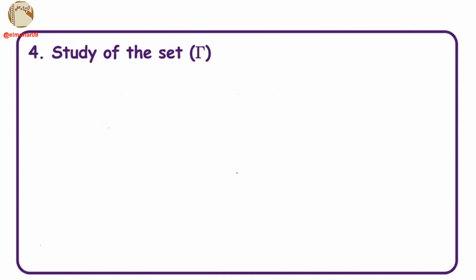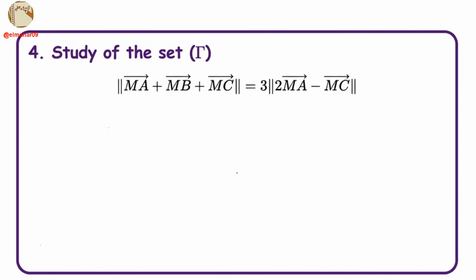The study of set gamma. Don't let these vectors and double norm bars intimidate you. Approach this with serenity and method, just as we always do. We have an equality of norms. The norm of MA plus MB plus MC is equal to 3 times the norm of 2MA minus MC. Our mission is to discover what geometric figure is hidden behind point M.